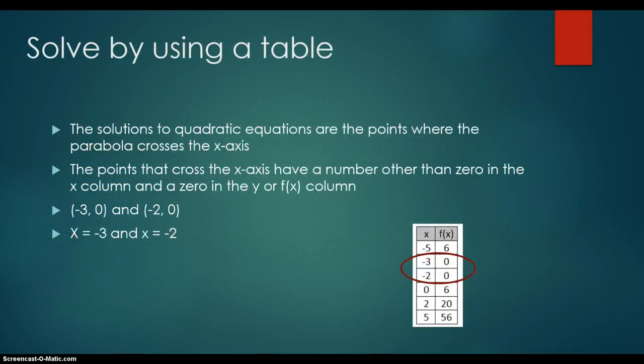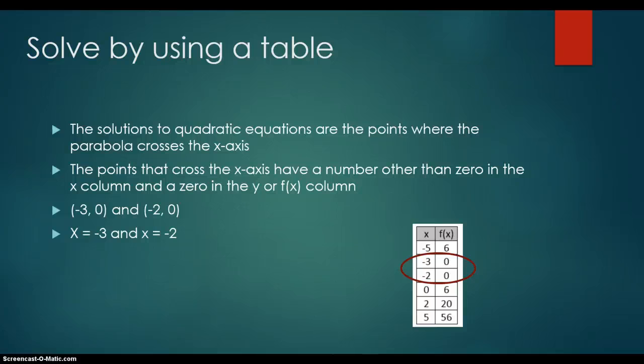Sometimes in a problem, you're simply given a table and you're told to find the solutions to the quadratic equation. And the key is looking for a zero in the y column, because immediately that tells you that you've got a point on the x-axis. And solutions to quadratic equations are where the parabola hits the x-axis. So you're always looking for zeros in the y column.